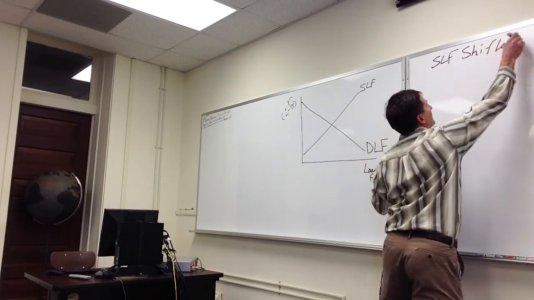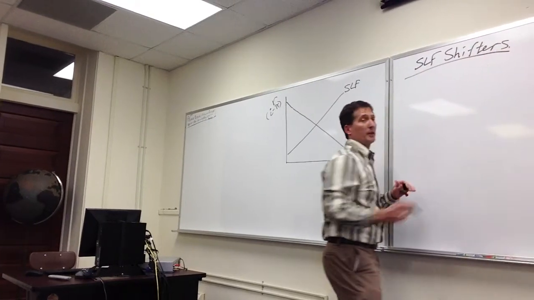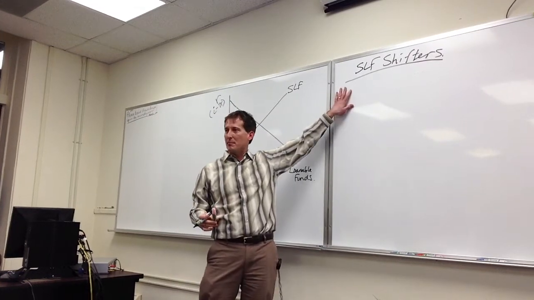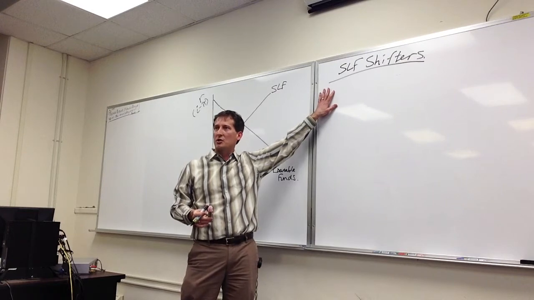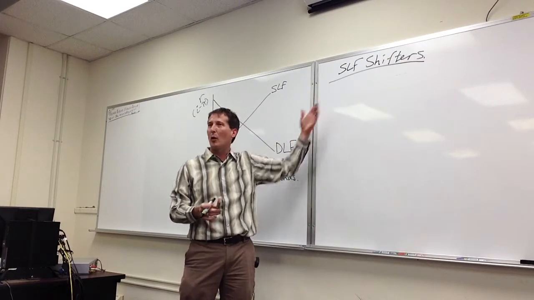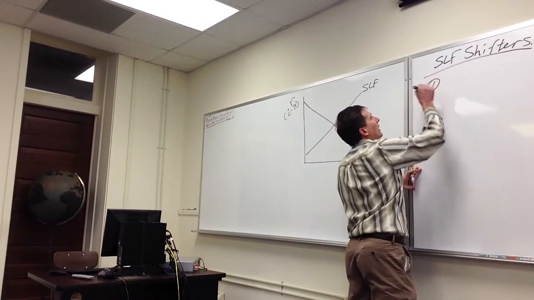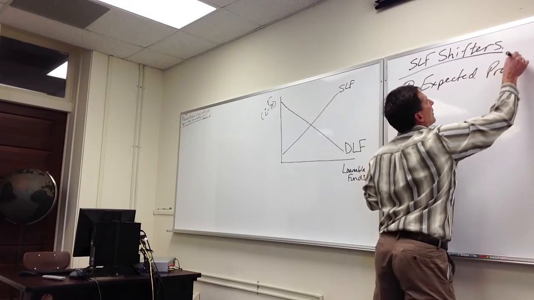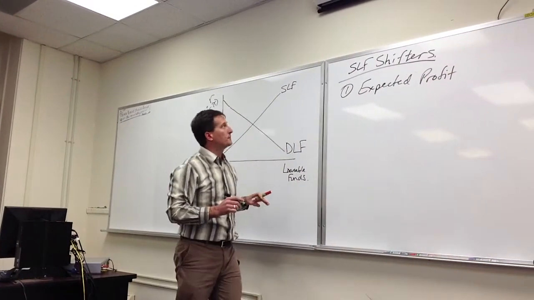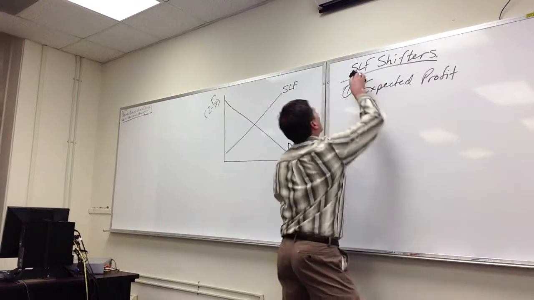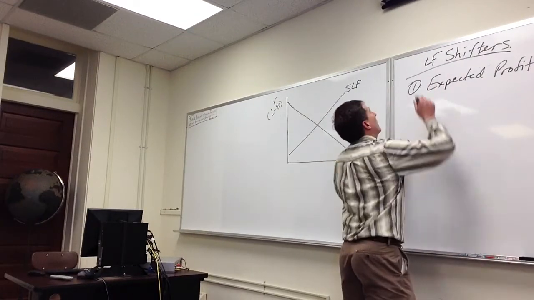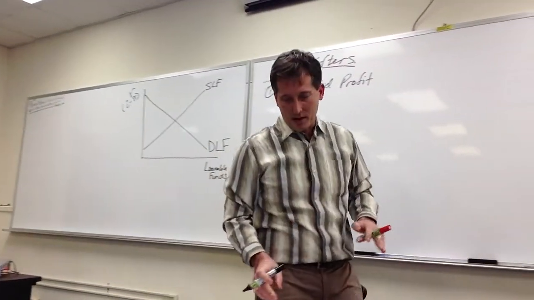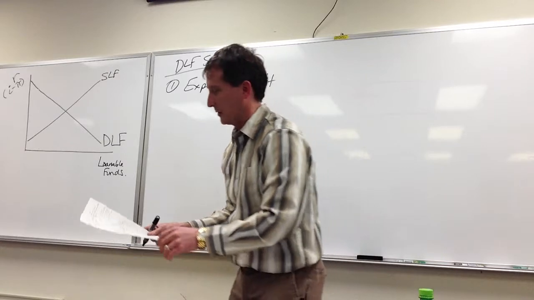The reason I like to highlight these for you the way I do, it's a little different than the book. It's not different in terms of what they are, but I just put them right in your face, is you should have these memorized for the next test. Just memorize, it's just a list. This one's only going to have one. So memorize that expected profits is a shifter of the, whoops, this is a DLF, sorry. This is our businesses here. Expected profits is a demand shifter.